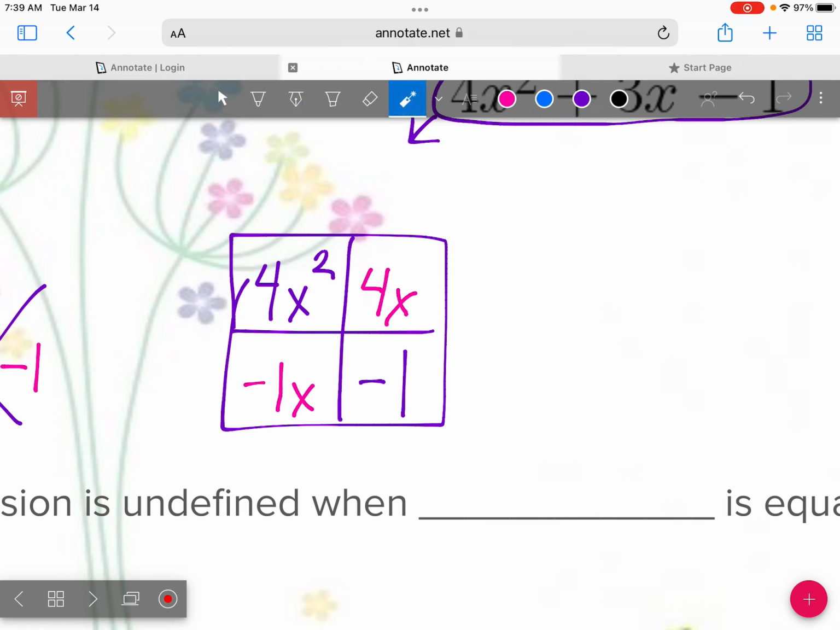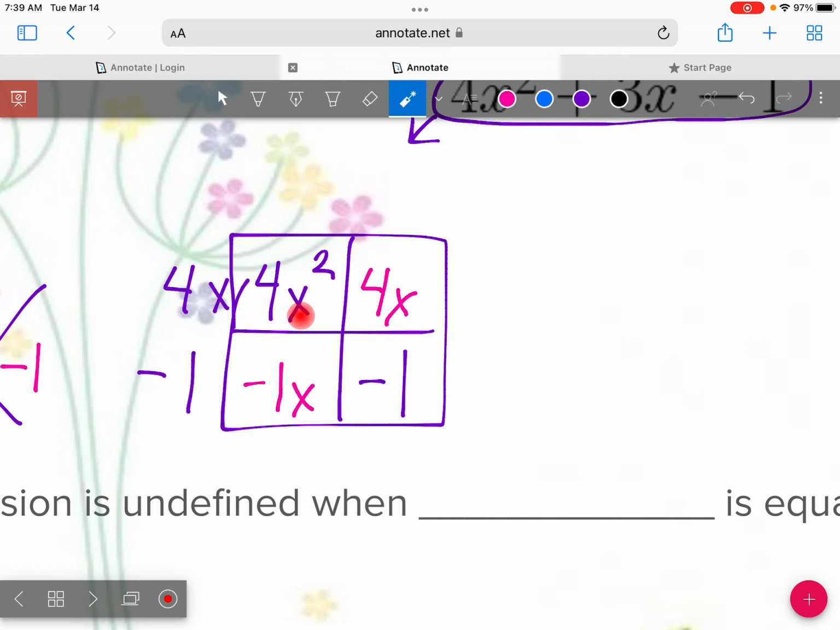So writing down our factors, I'm going to go sideways to start. What is shared between 4x squared and 4x? 4 and x. Both things are there. What is shared between minus 1x and minus 1? I can't take an x out of this one, but I can take a negative 1 out of both of them. So be real careful when pulling your factors.